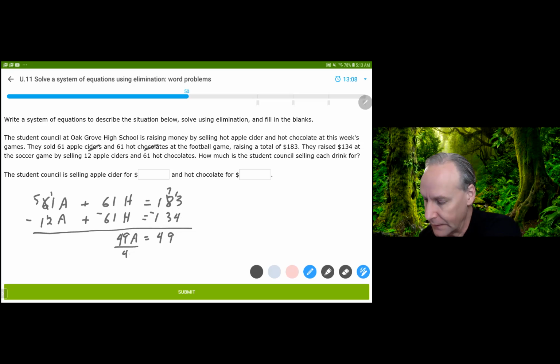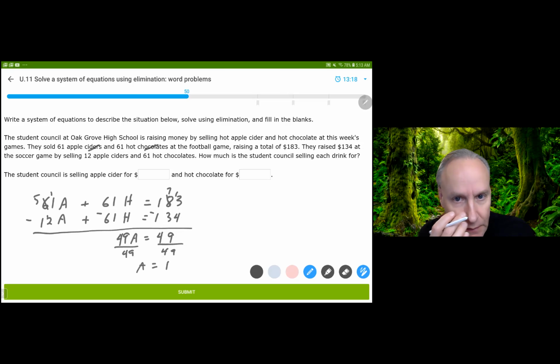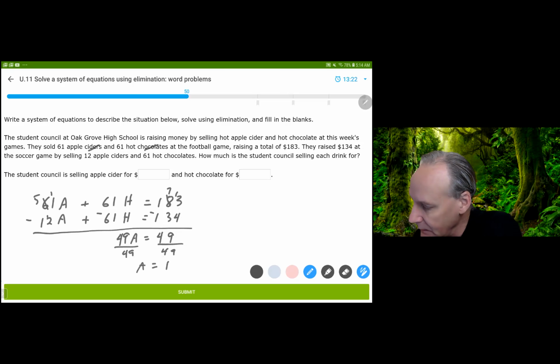So it looks like, based on the situation, since A is equal to 1, they shouldn't have said that they raised a total. They should have said that their gross sales was 183, because that's a different thing. Gross sales versus how much they make are very different. But anyway, it's $1 for the A.